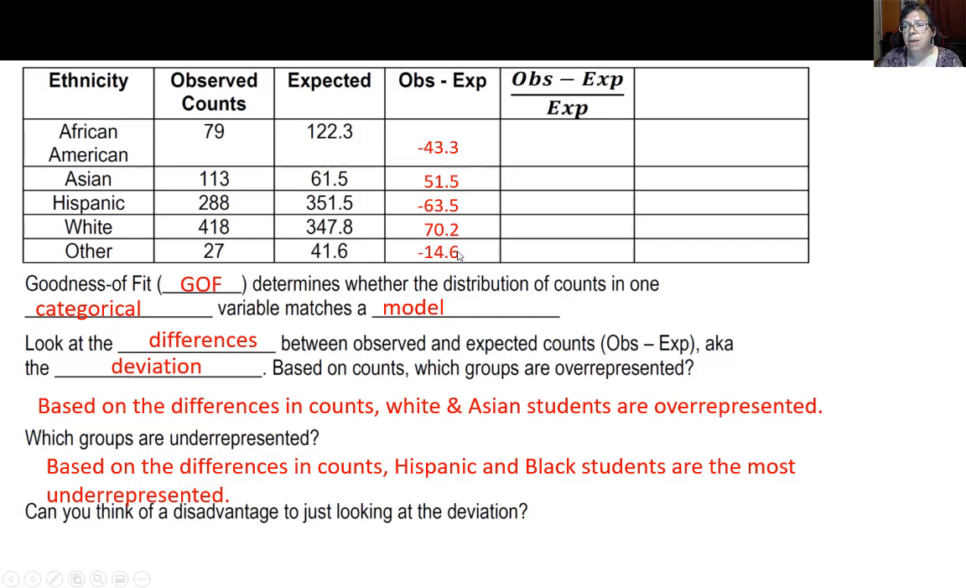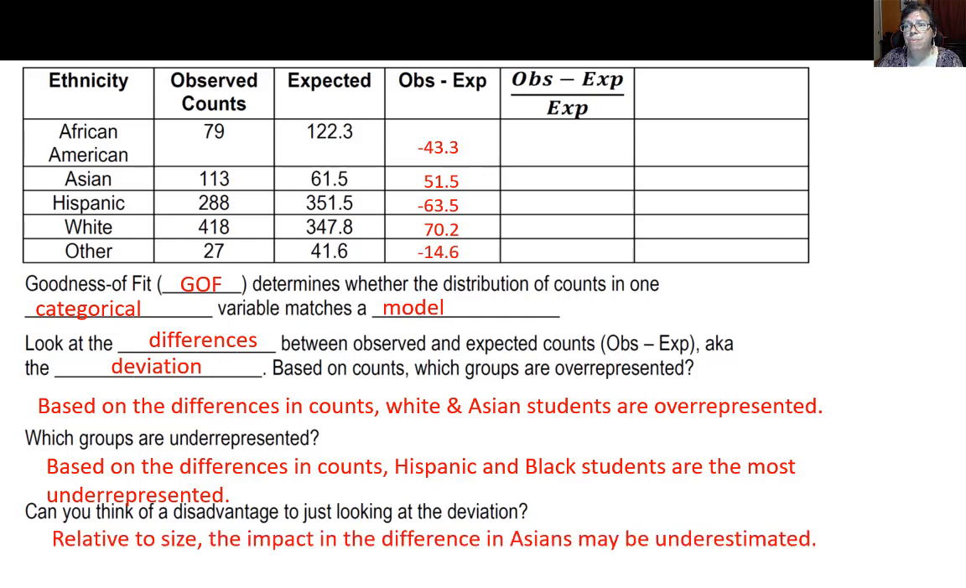Well, maybe we might be underestimating the impact of Asians relative to size, because we expected 61.5, but we have almost twice as much here. Whereas this 43.3 is not quite as big, it's not even 100% of that expected, whereas this is almost a whole other expected. So what could we do? Well, why don't we look at the proportions? So we're going to take this value and divide it by the expected.